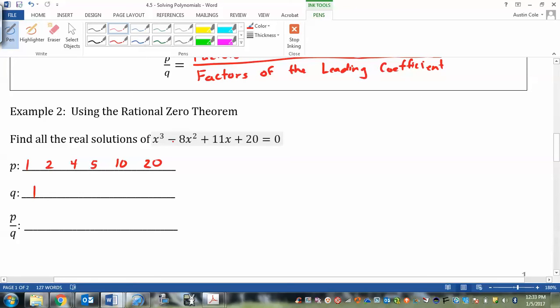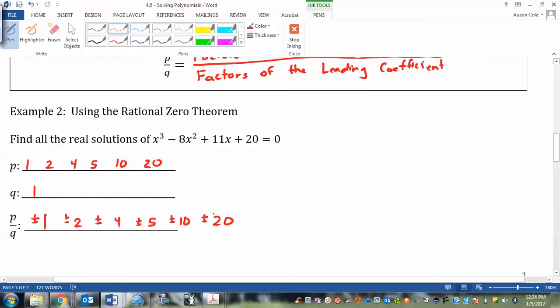So now what we need to do is take all of our p values and place them all over all of our q values. So our possible zeros, and we need to put plus or minus in front of them. So it'd be plus or minus 1 over 1. What's 1 over 1? 1. So plus 1 or negative 1, that's a possibility. Then we need to do plus or minus 2 over 1. What's 2 over 1? 2. Plus or minus 4 over 1, which is 4. Plus or minus 5. Plus or minus 10. Plus or minus 20.